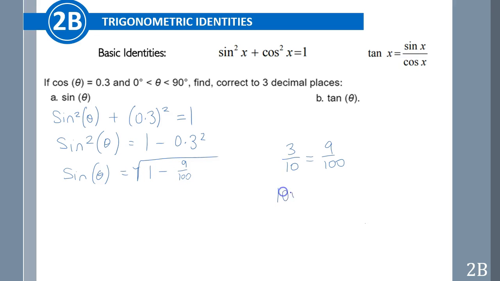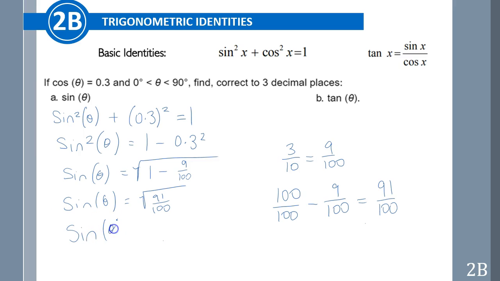To take a fraction, we've got to change the first fraction. Okay, which gives us, what do we got? 91 over 100. So now we want to find the square root of 91 over 100, and this is where you can use your calculator. So let's have a look. 91 over 100, it's 0.954 to 3 decimal places.